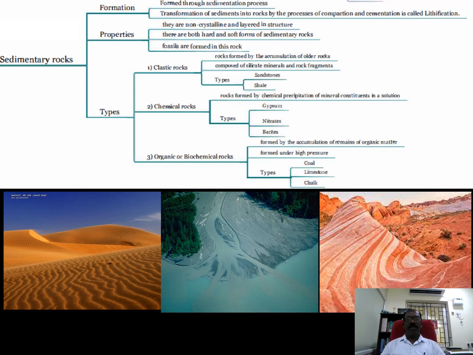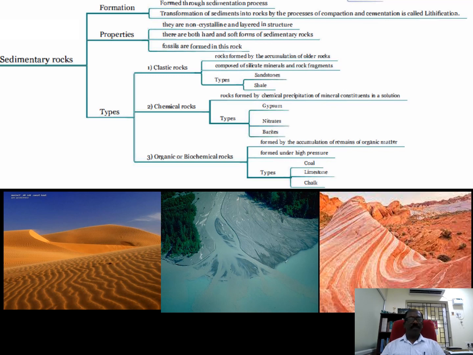Sedimentation is nothing but the transforming of sediments into rocks through compaction and cementation. The process of compaction and cementation is called lithification. The major properties of sedimentary rocks are that they are crystalline and layered in structure. They come in both hard and soft forms. Sediments build up layer by layer. Fossils are formed in this type of rock.